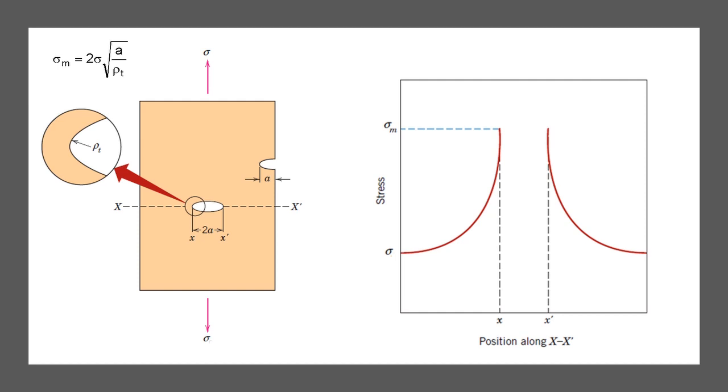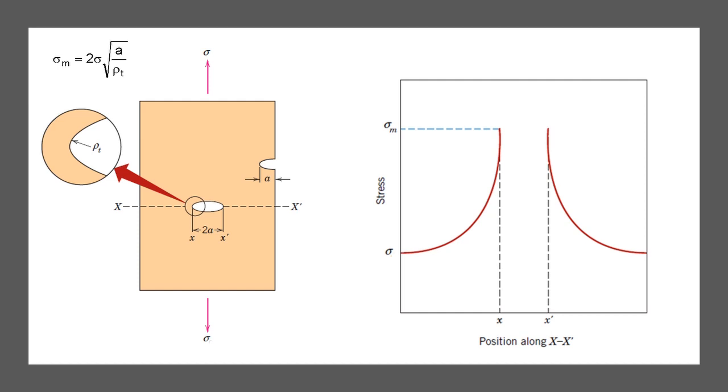An applied stress may be focused or amplified at a crack's tip. The degree of this amplification is dependent upon the orientation of the crack. The maximum stress, sigma m, occurs at the crack tip and can be calculated as a function of sigma, the magnitude of the nominal applied tensile stress, a, the length of a surface crack, or half the length of an internal crack, and rho t, the radius of curvature of the crack tip.